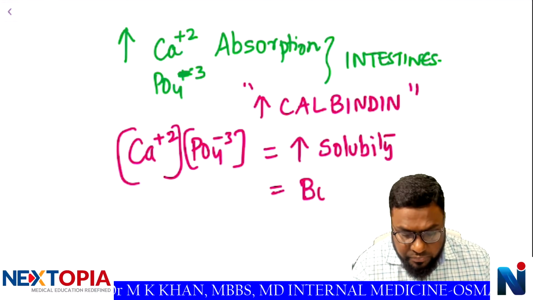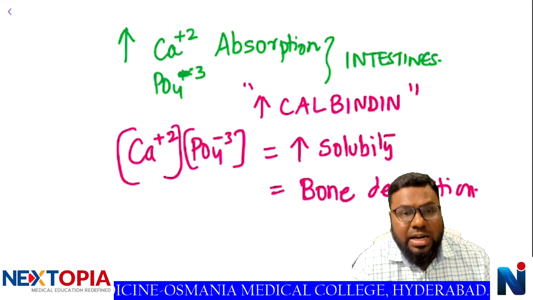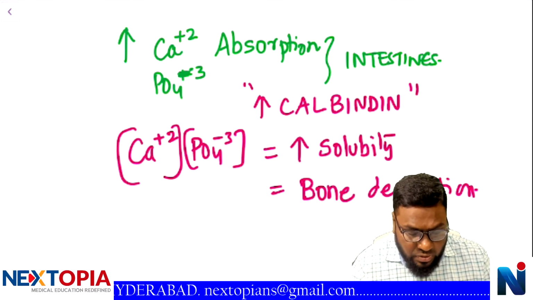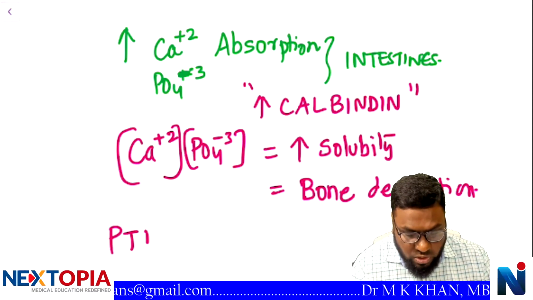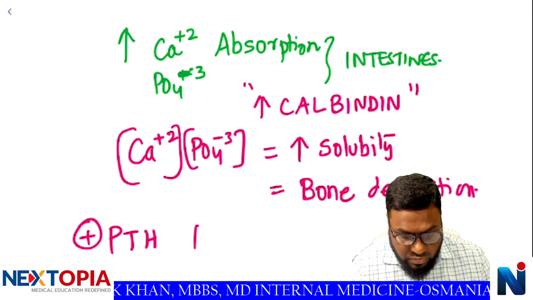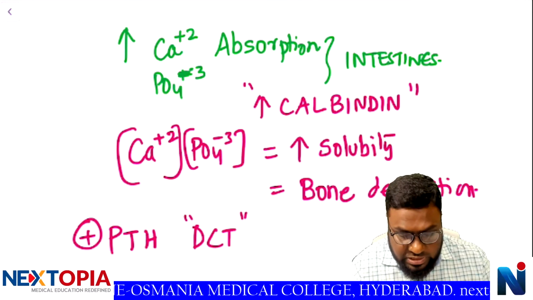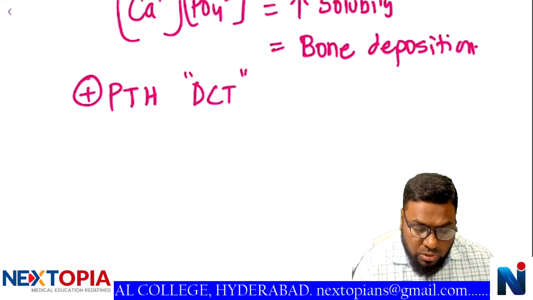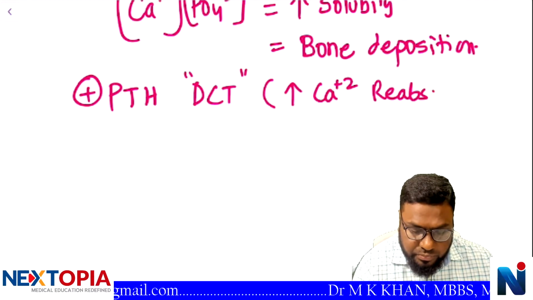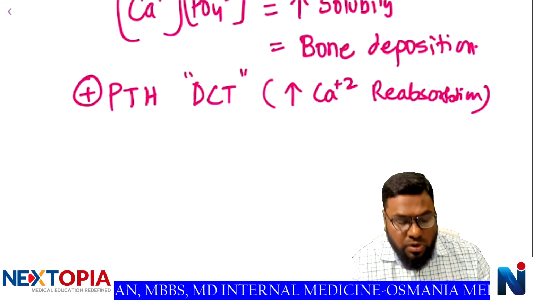If the solubility product is increased, it promotes bone deposition, also called mineralization. So calcitriol promotes mineralization. Calcitriol has a positive feedback on parathormone. It promotes parathormone action in the distal convoluted tubule. What is the important function of the distal convoluted tubule? To increase calcium reabsorption. So parathormone action is promoted by calcitriol.